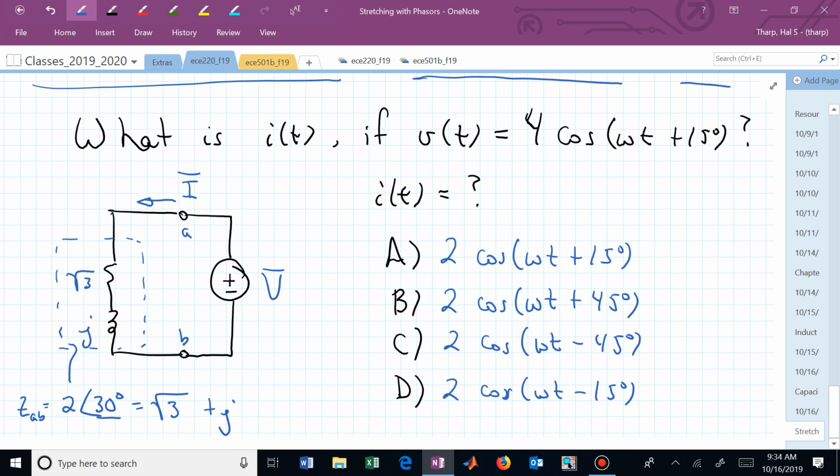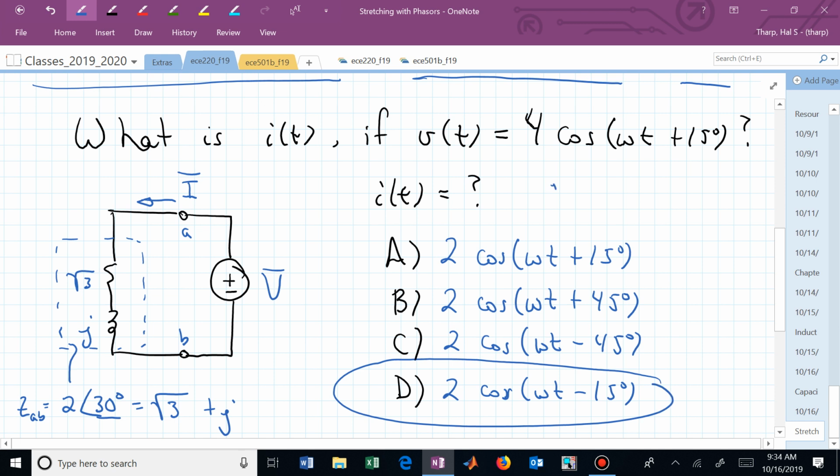1, 2, 3. I see quite a few 4s. I think 4 is correct. Let's see. So what was V bar? 4 at an angle of 15 degrees.